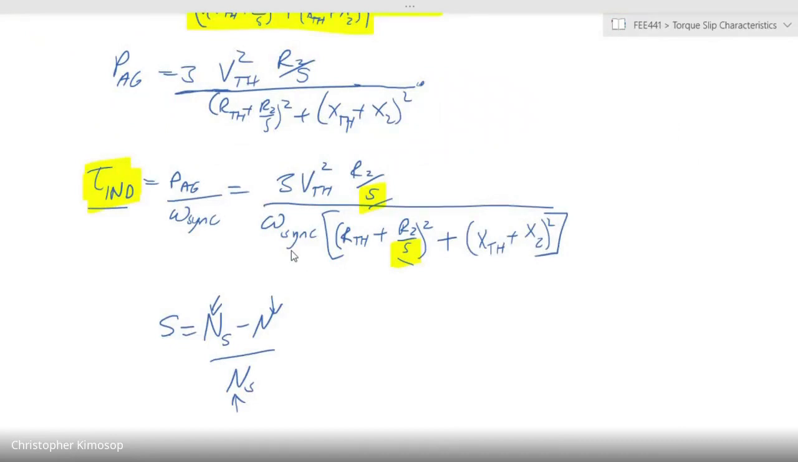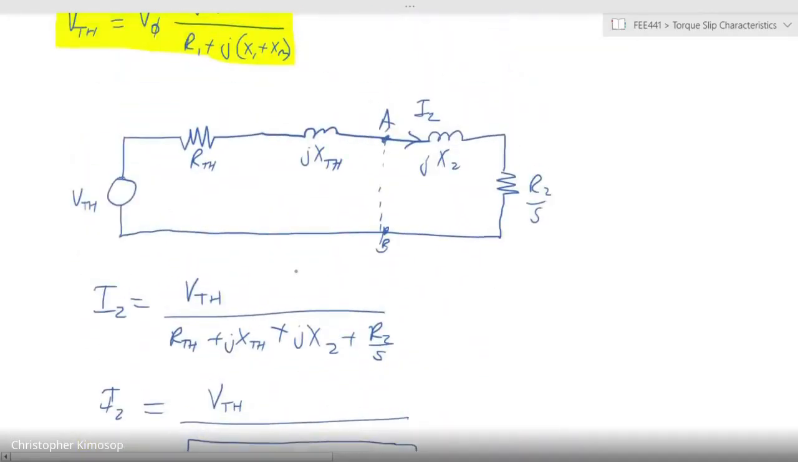So if we look at this, now here we are looking at this particular element, all right? We are saying that this element represents the air gap, and in turn, it represents our induced torque, okay? So when will this be maximized? It will be maximized at a certain point when the power that is being transferred here is equal to, let me use a different color.